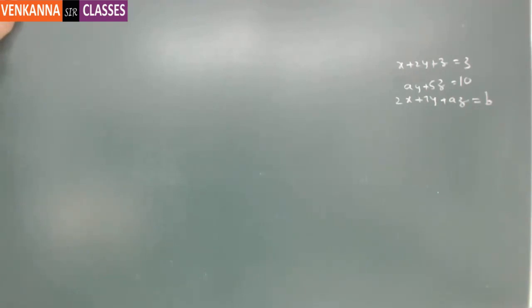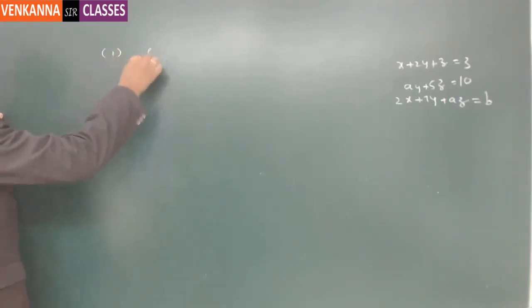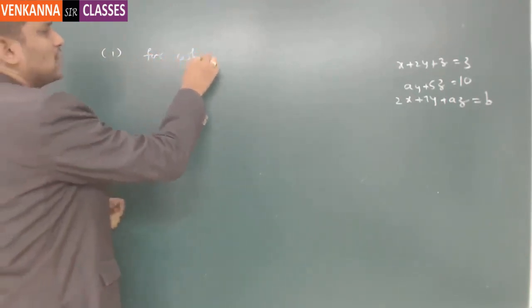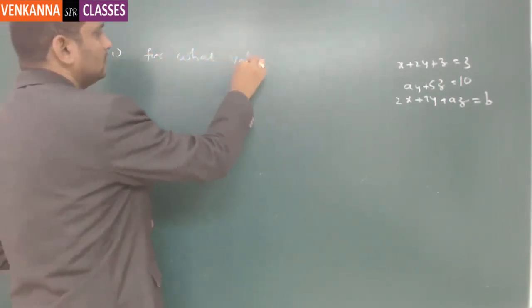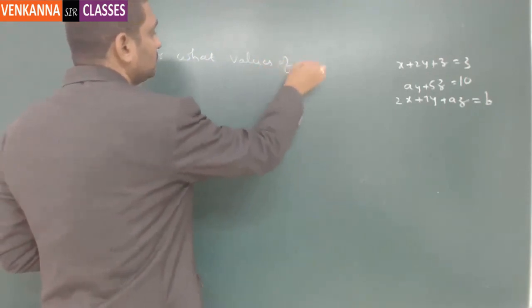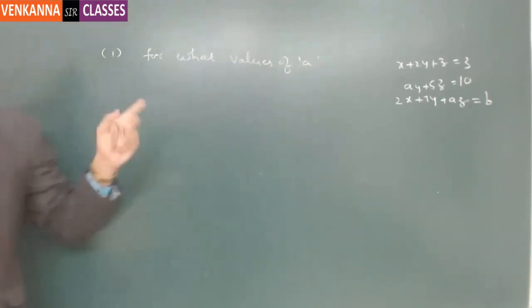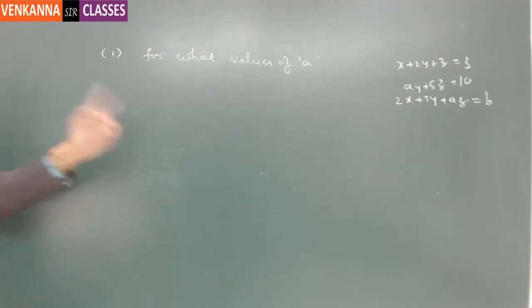So x plus 2y plus z equal to 3, ay plus 5z equals 10, and 2x plus 7y plus az equal to b. This was the given system. Now, the question is asked in two parts: for what values of a will the system have a unique solution.